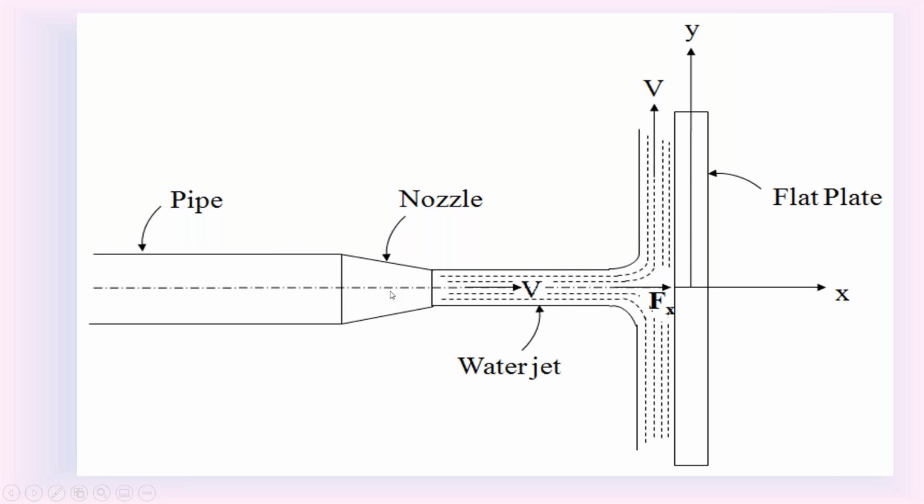From this nozzle, the water jet is coming out with initial velocity v, horizontal. When this water jet hits the metal plate, let this water jet apply the force Fx on the metal plate, horizontal force. After hitting, the water jet moves along the surface of the metal plate. Since the metal plate is vertical, after hitting, the water jet moves upward on the metal plate.